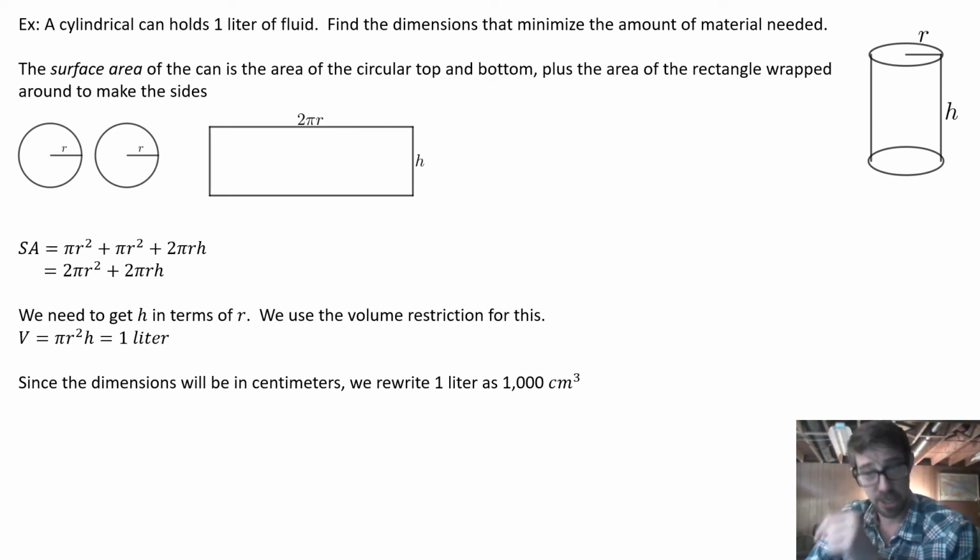Our dimensions of our can, our radius and our height, are going to be in centimeters. So that's why the metric system is cool, because we're measuring this. A liter is 1,000 cubic centimeters. So the three-dimensional measurement for volume has something to do with the two-dimensional measurement for length. They're related, which they should be.